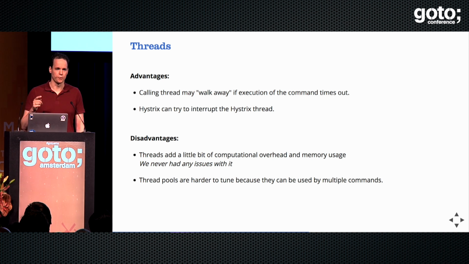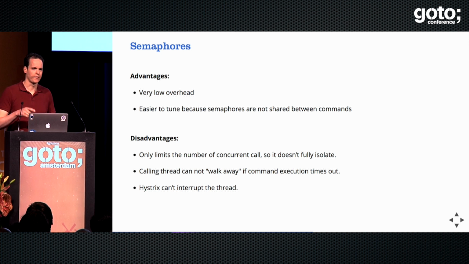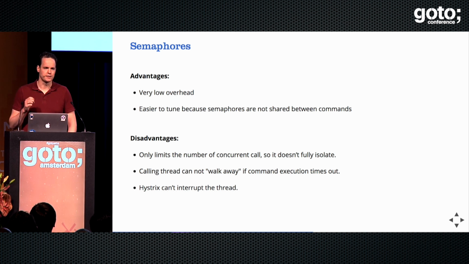But to be honest, we do this a lot within our web shop. We have more than 40 thread pools, and we notice nothing. We have no problems with this. It's just fine. A bigger disadvantage is that a thread pool is harder to tune because a thread pool can be shared by multiple commands. So semaphores, they are awesome because they have a very low overhead. And they're also easier to tune because every command has its own semaphore, always.